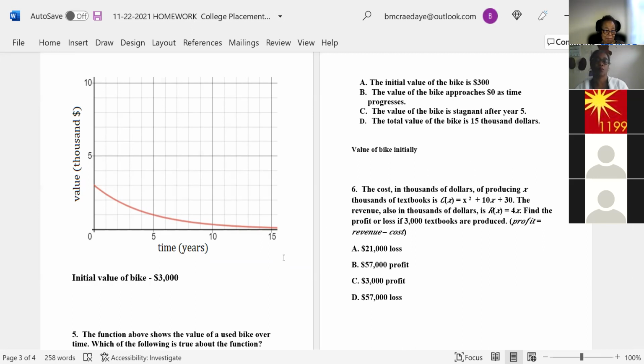But there's a 0 right there for the value of the bike, and isn't it coming down? Isn't it coming to 0? Yeah, it's approaching 0. And the value of the bike is stagnant after year 5. Year 5 is right here. It's not stagnant, it's going down. Stagnant means it would be staying the same. And the total value of the bike is $15,000. No, it started at 3,000. It's not going up. It's going down, right? So what's the answer?